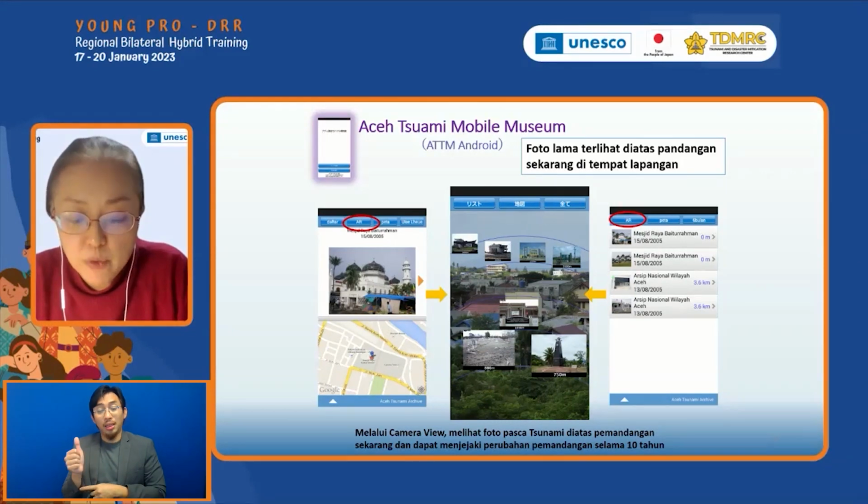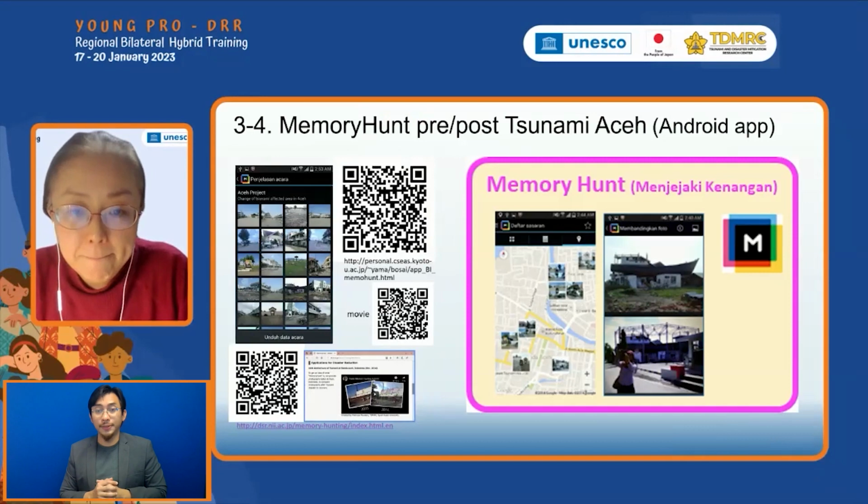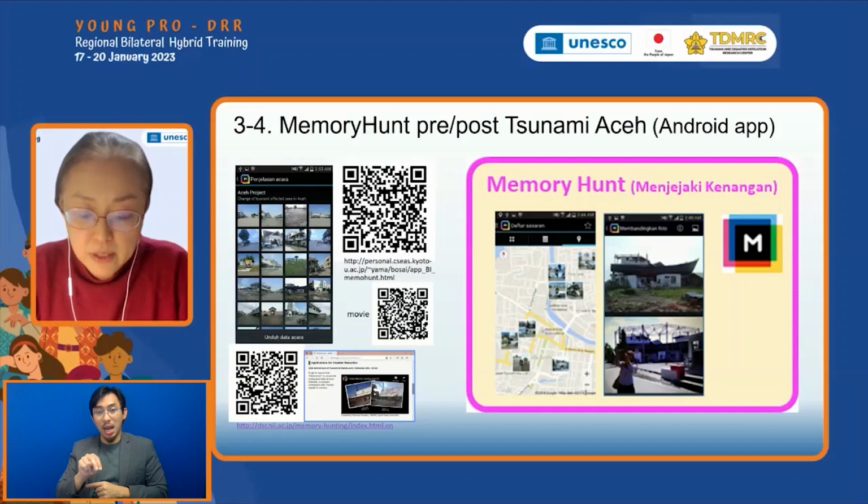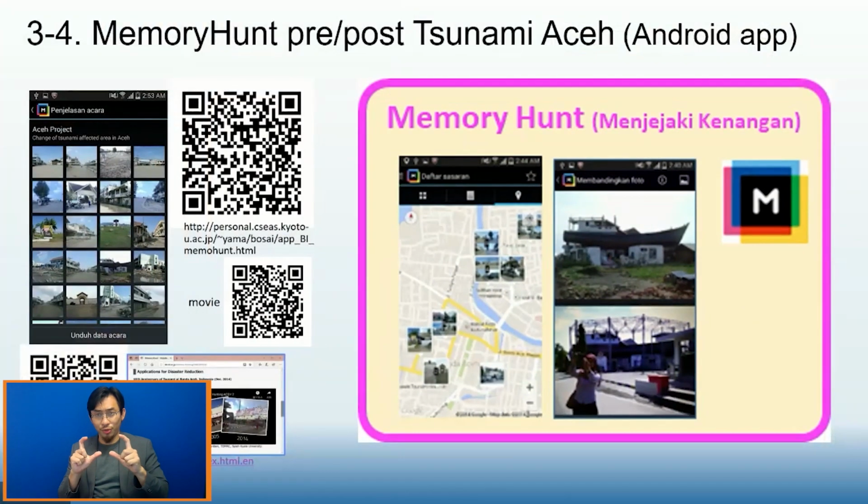Another application, Memory Hand, that I showed you in the last session, is the one which supports this process. Next, please. Memory Hand comes with 3 types of photos preset: before the tsunami, immediately after the tsunami, and after reconstruction. When you stand on site with the application, you can take a selfie of yourself at the same angle as the archived photo. So next slide, please.